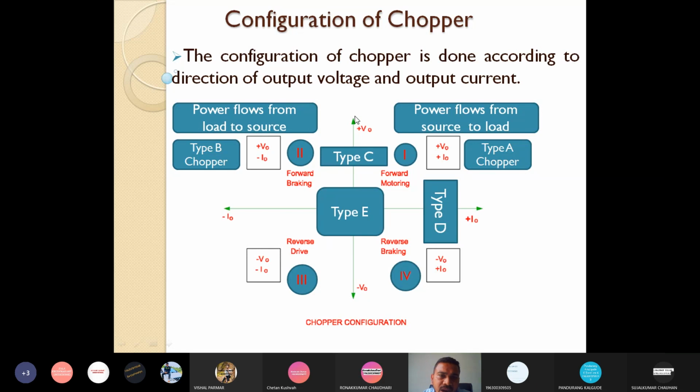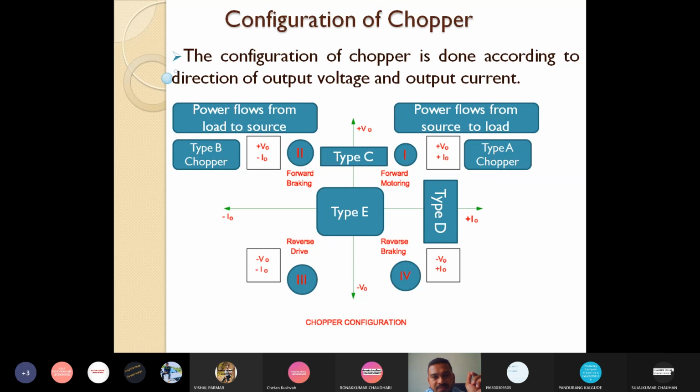Okay, so the output voltage in the second quadrant is positive, but the output current in the second quadrant is negative. In the second quadrant it is known as the forward braking. Why is it known as the forward braking? Because in the second quadrant the output voltage is positive, but the output current is not positive, it is in the negative direction.